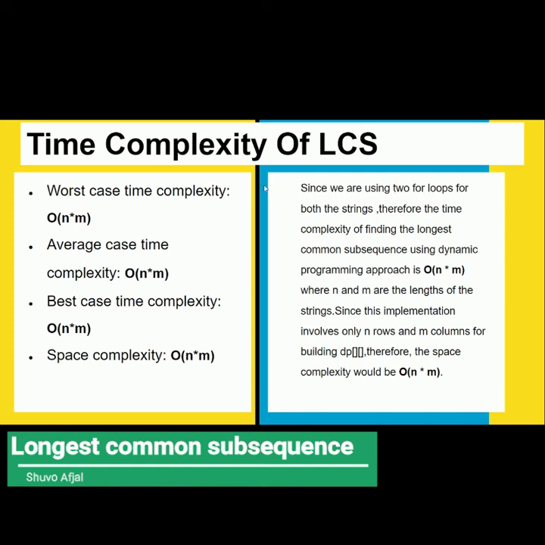So why is this order of n into m? Since we are using two for loops for both the strings, the time complexity of finding the longest common subsequence using the dynamic programming approach is order of n into m, where n and m are the lengths of the strings. Since the implementation involves only n rows and m columns for building the DP two-dimensional array, the space complexity is also order of n into m.